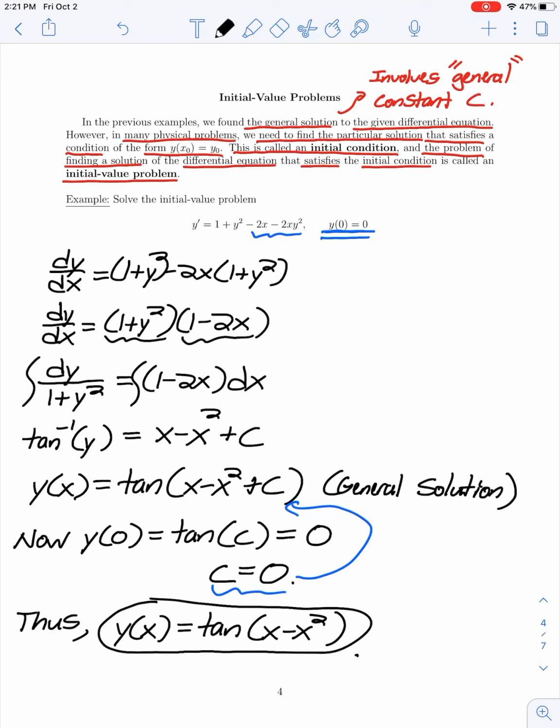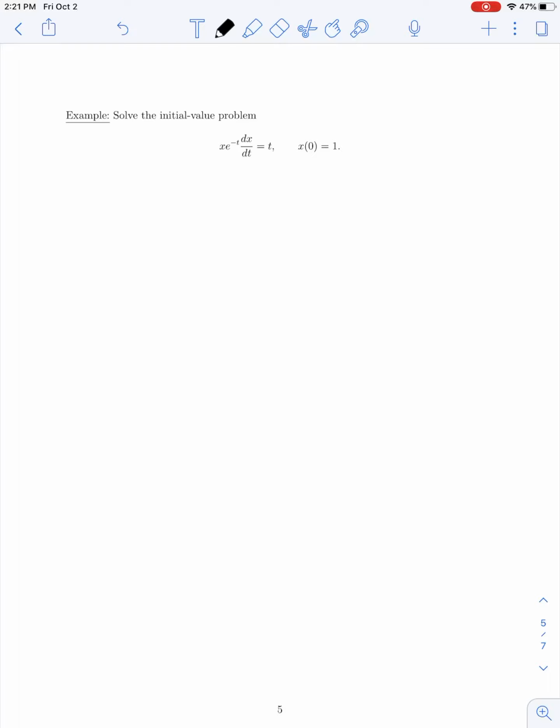Since I was able to solve for y explicitly, this would be an explicit solution. So let's look at another one.